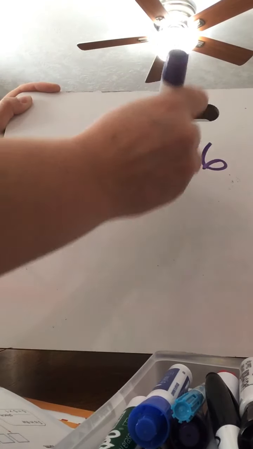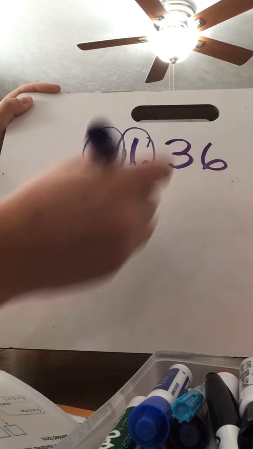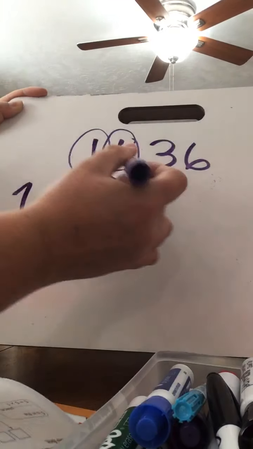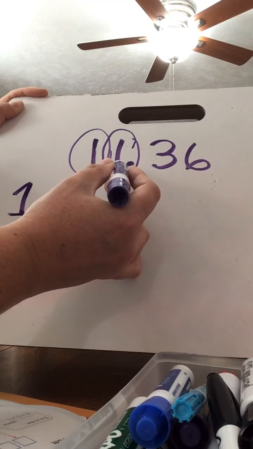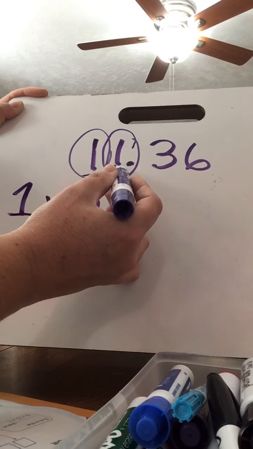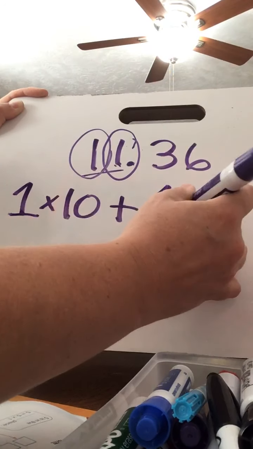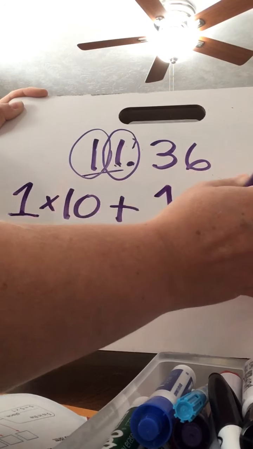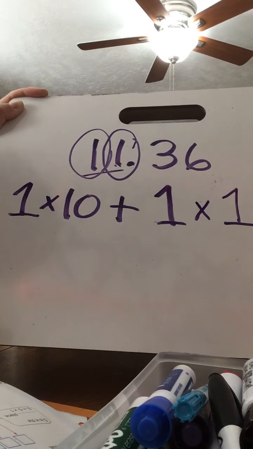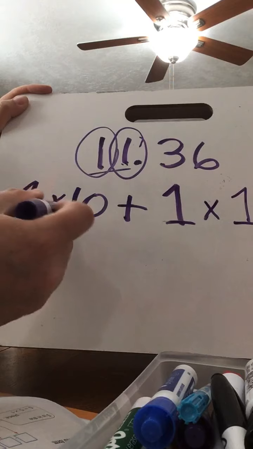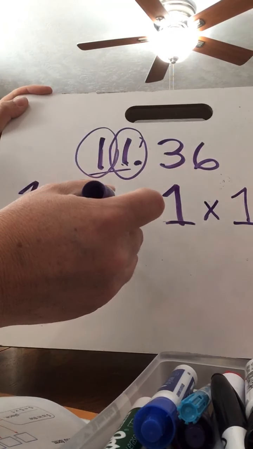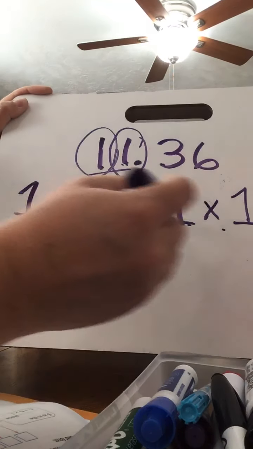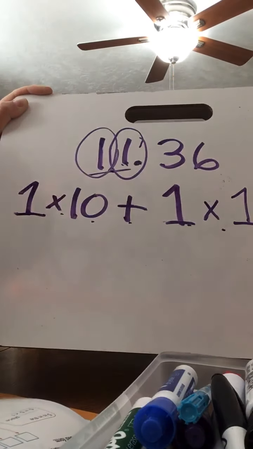Now let's look at the next one. We're going to add this one to what we put here, so we're going to put a plus. The next number we have is also a 1, but this is in what place? It's in the ones place. So we write 1 times 1. So far we have 1 times 10, which is 10. We're going to add to that 1 times 1, which is 1. So 10 plus 1 is 11.